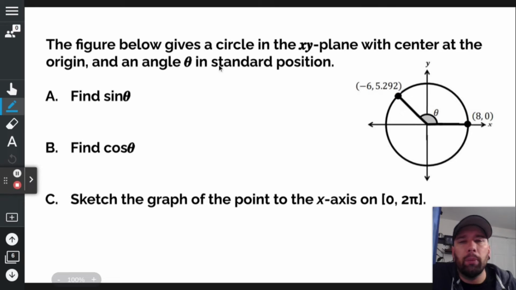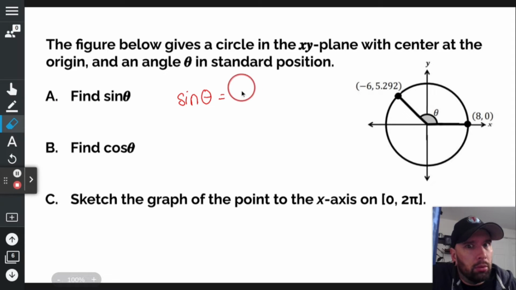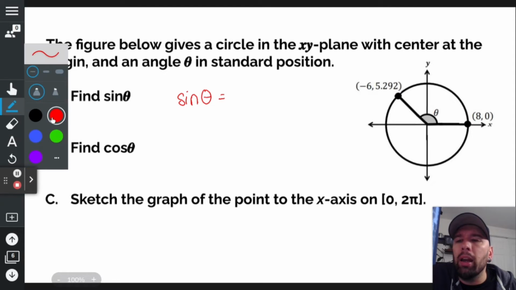Okay, great. Now, what this is asking us to do is the old school way of doing things, and I'm just going to write stuff here and I'm going to erase in a second. Sine theta is the same thing as y. Sine theta is y over r.